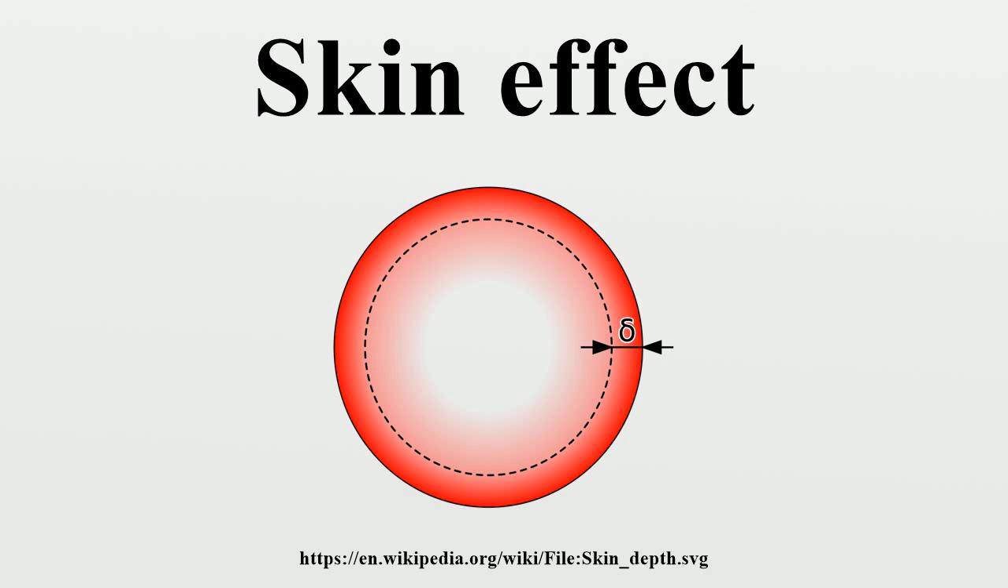Gold is a good conductor with a resistivity of about 2.2 times 10⁻⁸ ohm meters and is essentially non-magnetic, so its relative permeability is 1. So its skin depth at a frequency of 50 Hz is given by the formula.